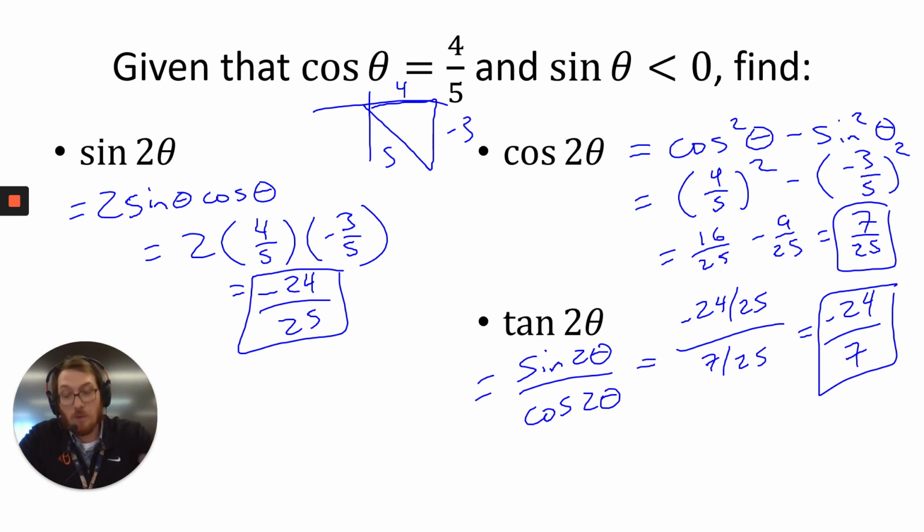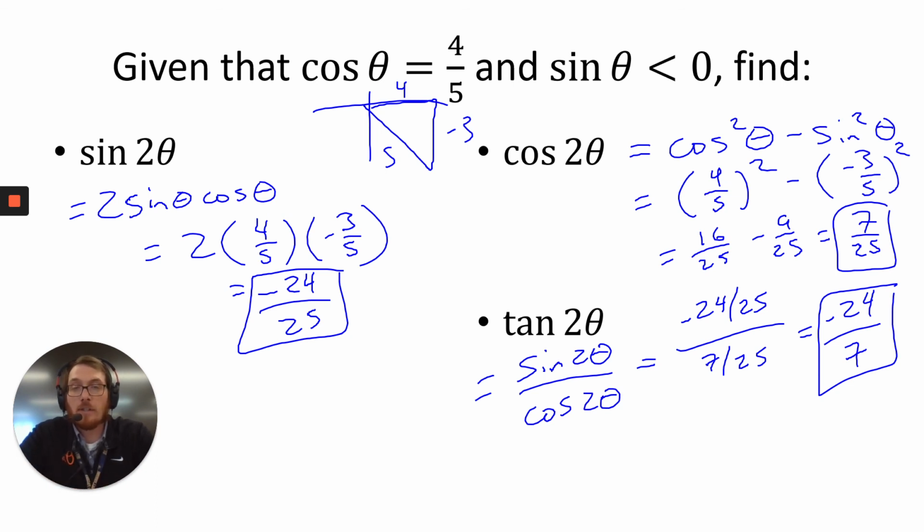Again, tangent of 2 theta is a really complicated formula, a little bit less complicated than the addition one. But if you've already found sine and cosine, you might as well just divide. You take the sine number, which is negative 24 over 25, divided by 7 over 25, and that'll give you negative 24/7 as a final answer.